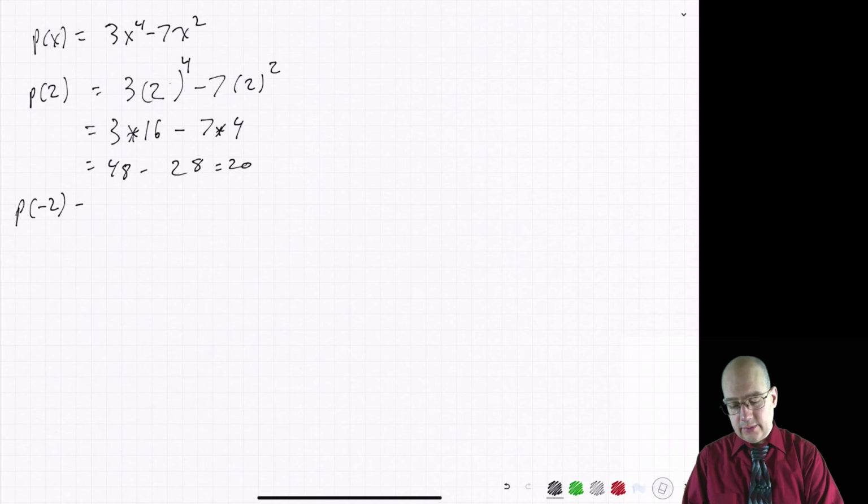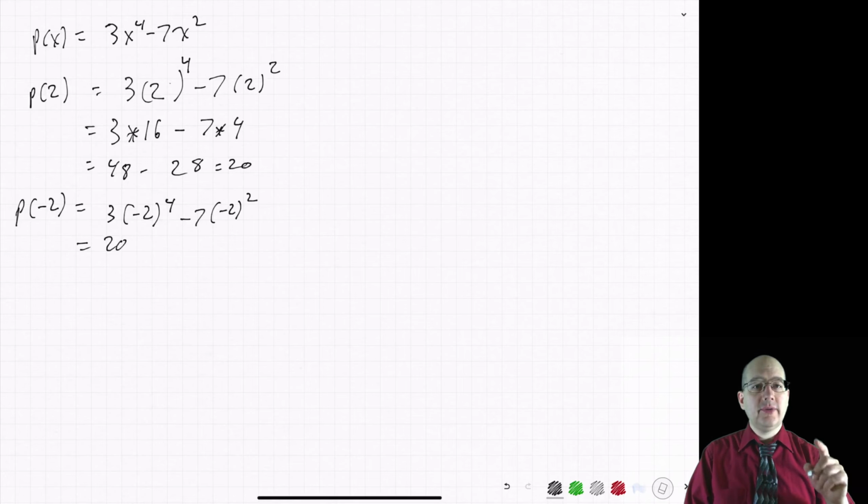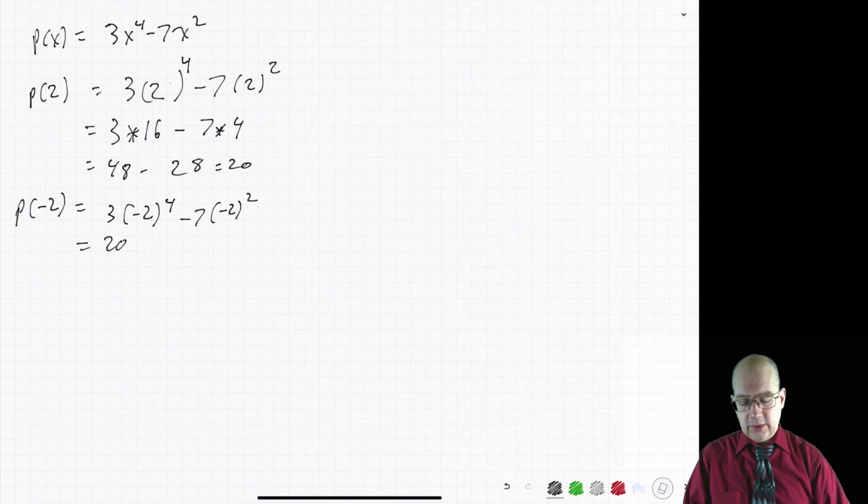P of minus 2 would be 3 times minus 2 to the 4th minus 7 times minus 2 squared, equals the same thing. Why? Because the even powers negate the negative. So minus 2 times minus 2 is plus 4. Things like that. So it's important to understand how to plug in an x value and get out a value. That ideally should be number 1 on the list of things to understand.